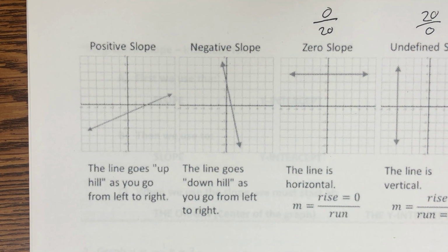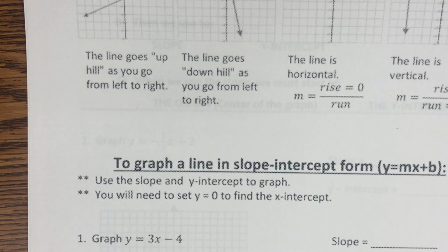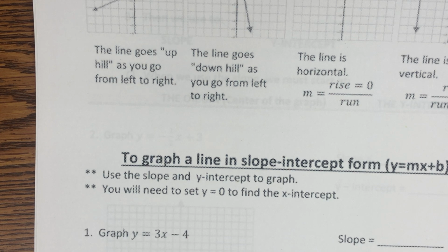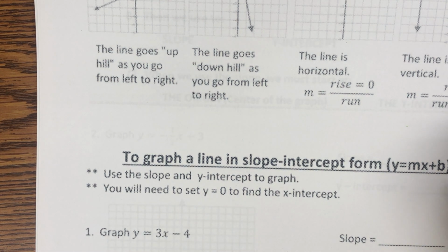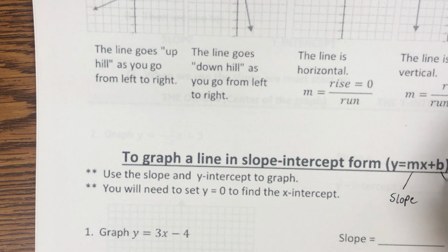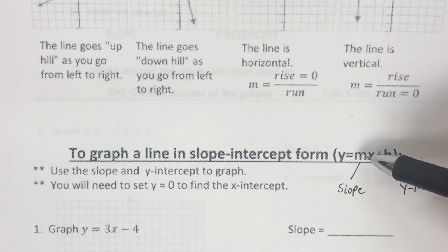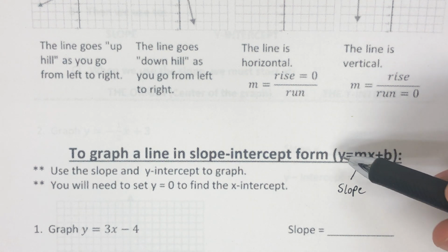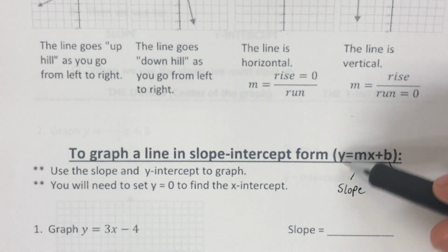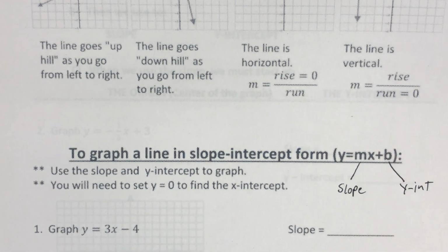Okay? So to graph a line in slope-intercept form, we are going to use the slope and the y-intercept. Slope-intercept form is y equals mx plus b. m is the slope, b is the y-intercept. So the coefficient of x is our slope. The number that's by itself is the y-intercept. And y needs to be isolated. So y is by itself. It has to say y equals. Can't have anything else with the y.